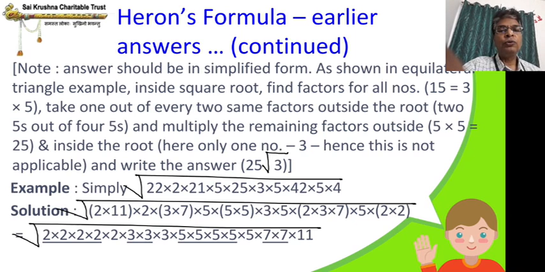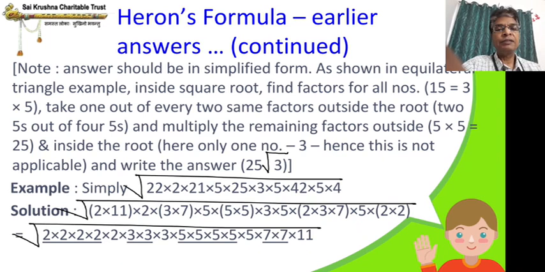Then what you should do is underline pairs. There are 4 2's, I have underlined all the 4 2's. Then 2 3's I have underlined, 4 5's I have underlined, 2 7's I have underlined. That is, even numbers you underline, odd number leave it as it is. Now, the next step, we will see the next step.